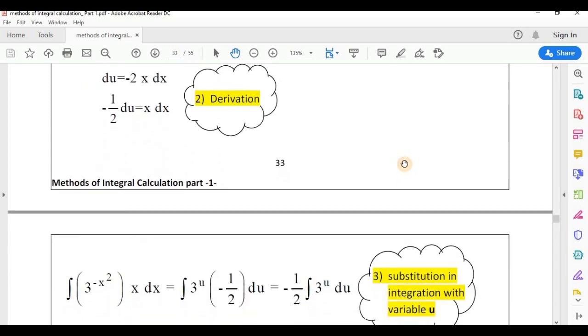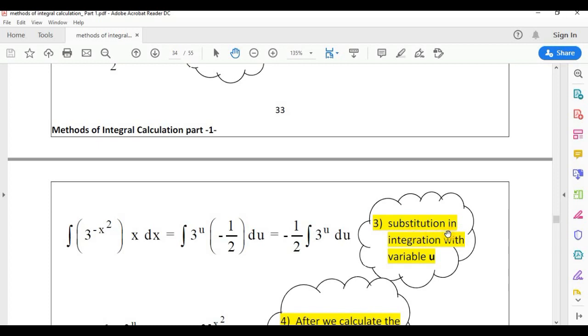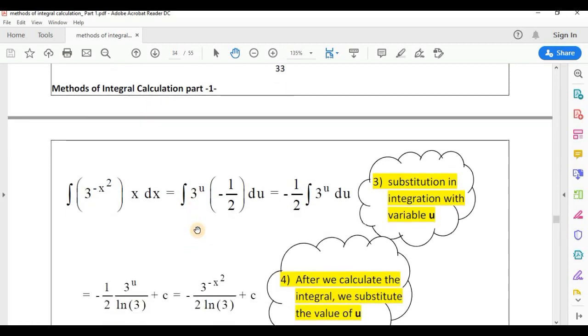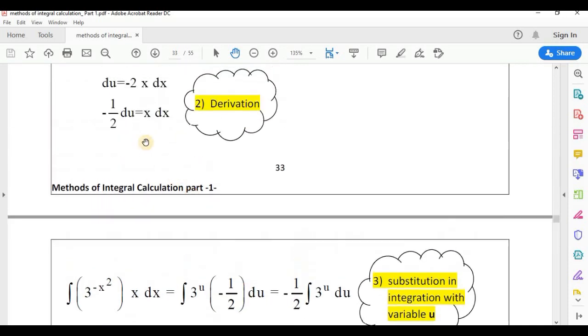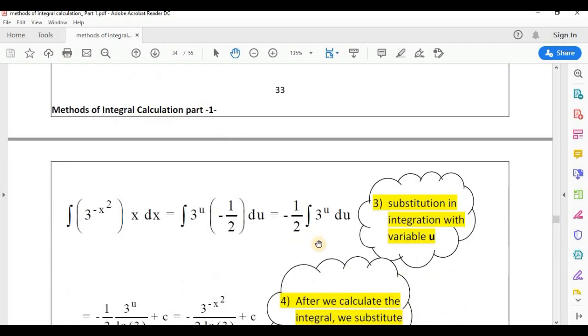Let's see the third step, substitution in the integral with the variable u. We have this integral, and now we will put in the variable u. So this part will be u, and x dx will be minus half du. As we learned from the properties of the integral, we can take the number outside the integral. So it will be minus half the integral of 3 to the power u du.